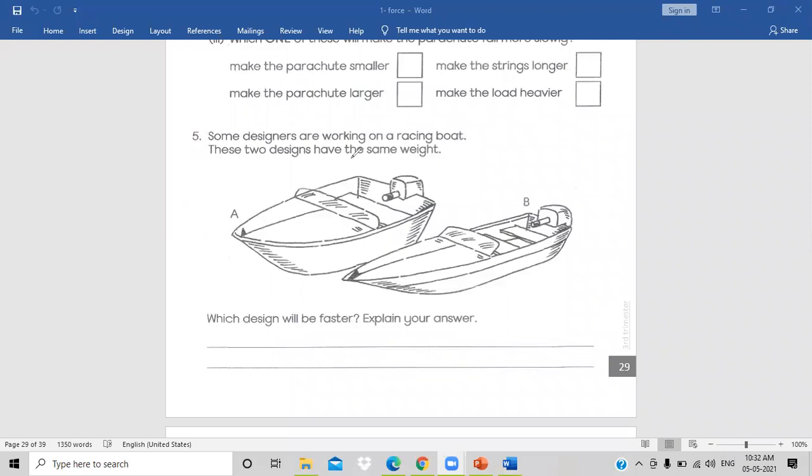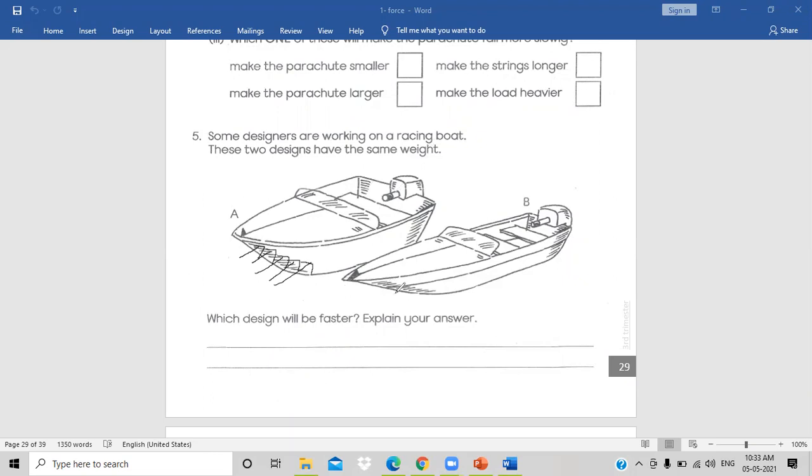the parachute. But in this case, we are talking about boats, and boats sail in water. So in this case, we're not going to talk about air resistance, we're going to talk about water resistance. Okay, so since this boat is wide, you will find that it will have more water resistance hitting it back and resisting its moving forward. You will find that more water resistance is hitting it back and trying to slow it down.